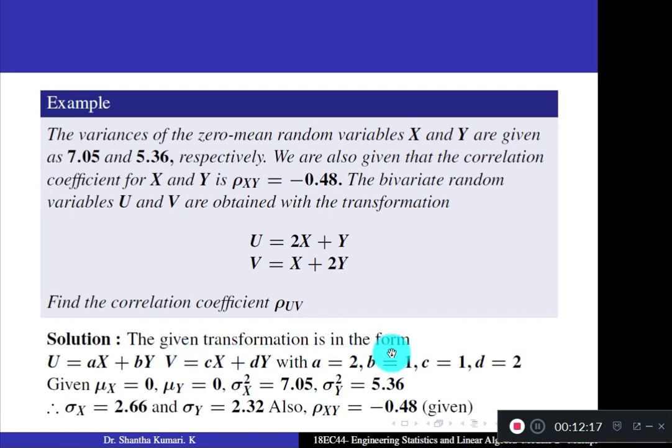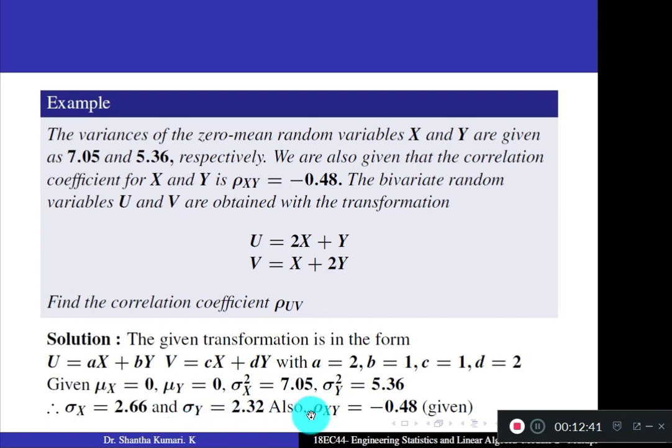So the given transformation is in the form u equal to ax plus by and v equal to cx plus dy. Write all the given terms. a is nothing but 2, b is 1, c is 1, d is 2. First write them. Then write the given values. Mu x, mu y are given. Sigma square x, sigma square y are given.